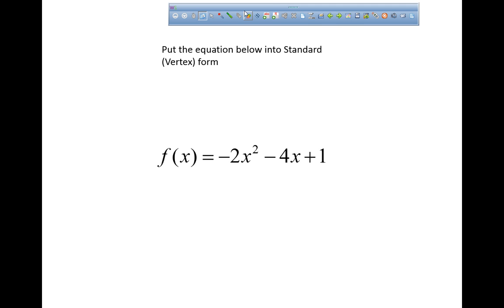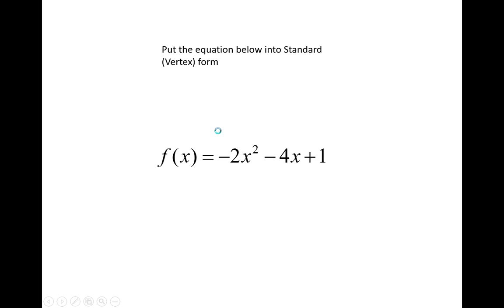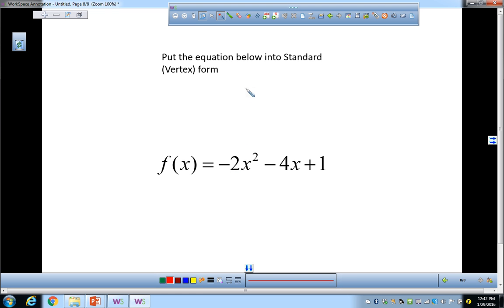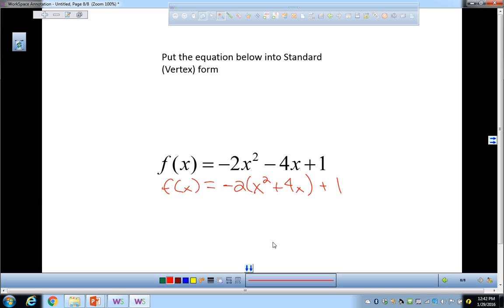If you see one like this, which you possibly will, what you have to do first, before you complete the square, is take this negative 2 out of it, so your work becomes easier. So I'm going to rewrite this as f of x equals negative 2 times x squared plus 2x plus 1. You get it? Yes, I meant plus 2x.